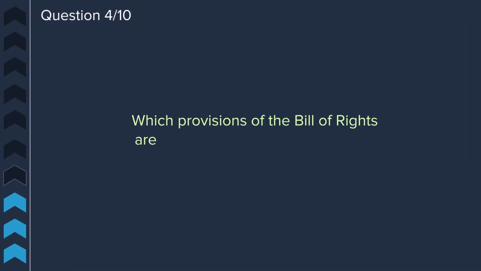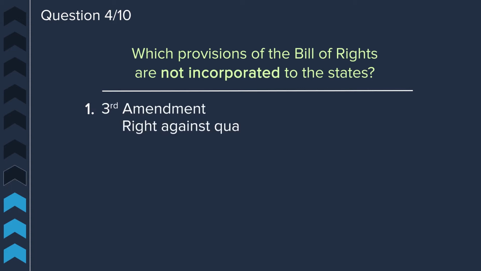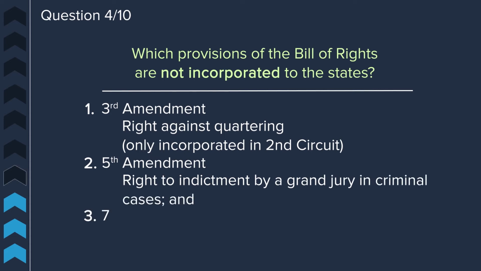Question 4. Which provisions of the Bill of Rights are not incorporated to the states? There are three main ones: the Third Amendment, the Fifth Amendment, and the Seventh Amendment.